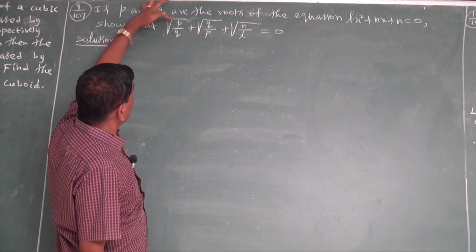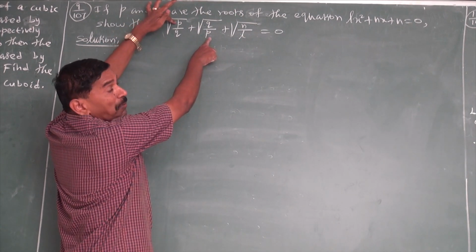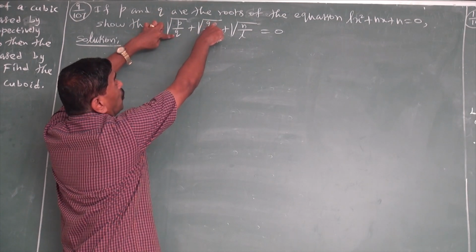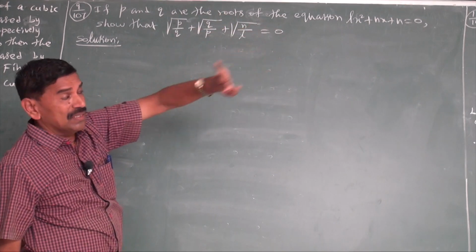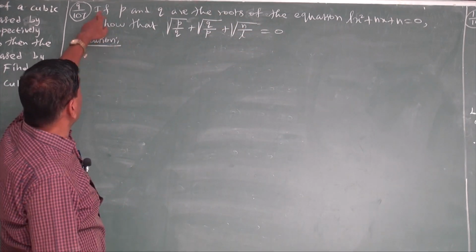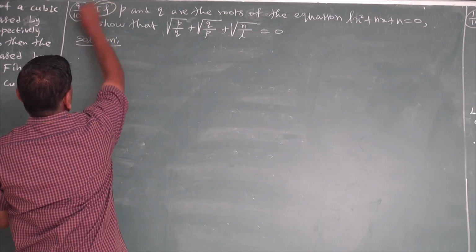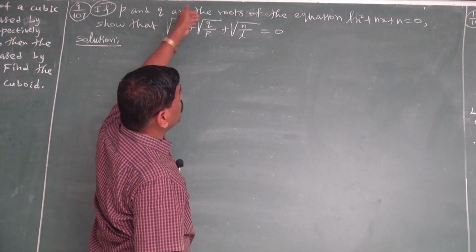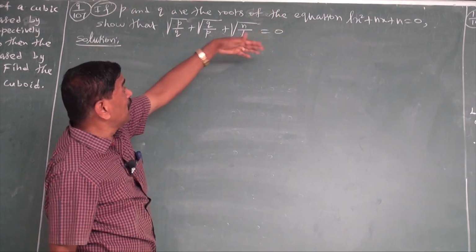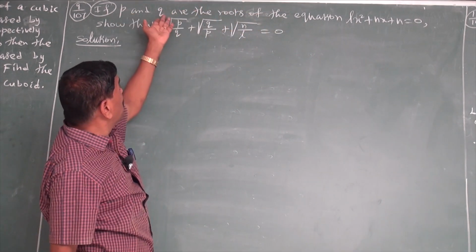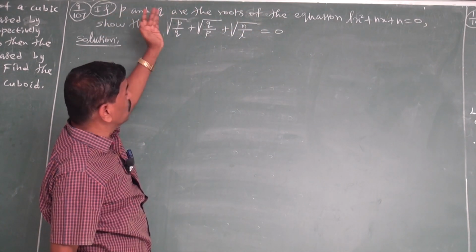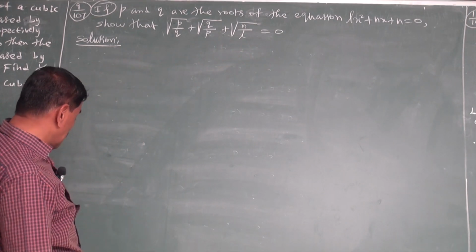Then cross multiplying, root p into root p is equal to p, and root q into root q is equal to q. Then we are going to get the answer. And also, where the condition is important: if p and q are the roots of the quadratic equation. So yesterday we learned that alpha and beta are the roots of the quadratic equation. Instead of alpha beta, there exist p and q. So the same idea as in yesterday's questions.